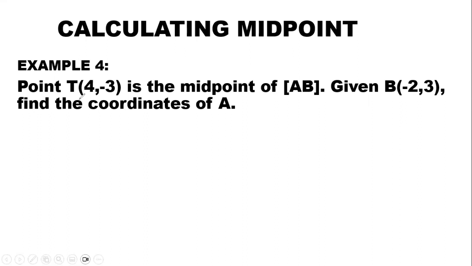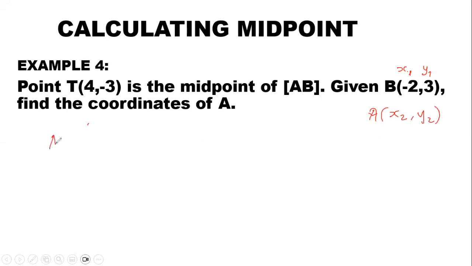The question states that point T is (4, -3), which is the midpoint of the line segment AB. Given B (-2, 3), we are asked to find the coordinates of point A. So it means that we don't know the coordinates of point A. So we can say that B, let's label our coordinates as (x1, y1). So we don't know A. So coordinates of A, in this case, we can say (x2, y2), or you can just say x and y.